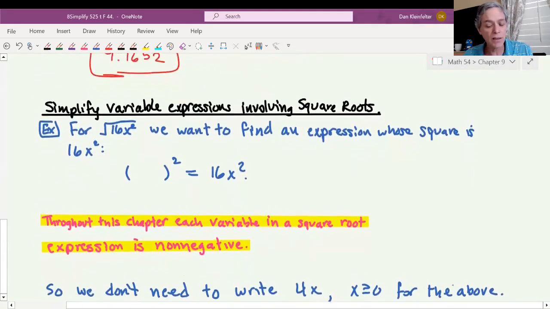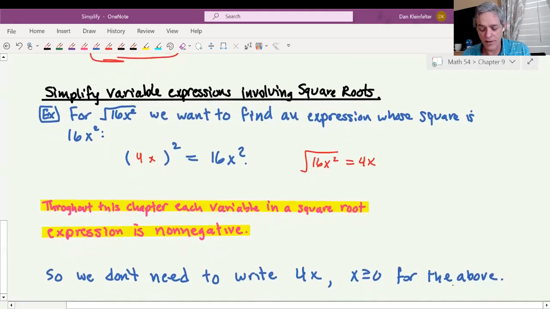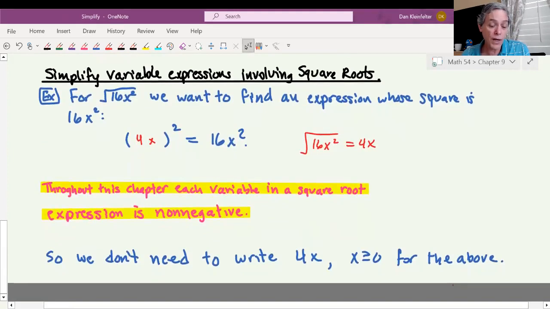Okay, the next thing we want to look at is simplifying expressions containing square roots. For the square root of 16x squared, we want to find an expression whose square is 16x squared. So thinking that through a little bit, I know that 4 squared would give 16, and x squared is x squared. So 4x squared is 16x squared. So then we can write the square root of 16x squared is 4x. Taking the square root kind of undoes the action of a square.